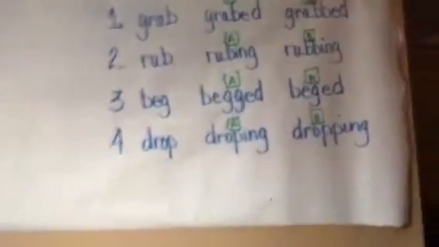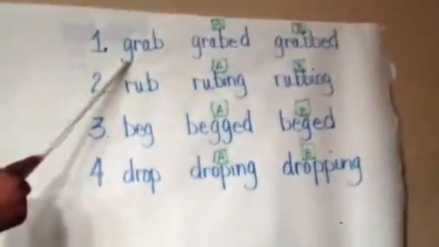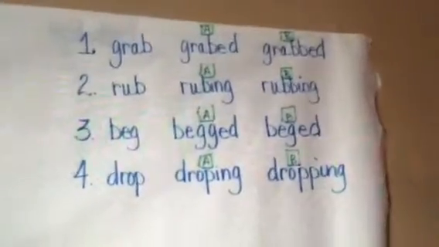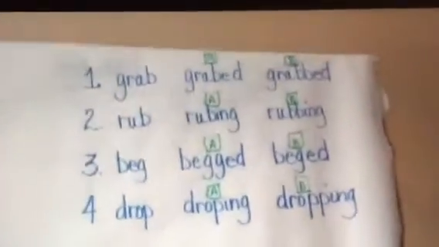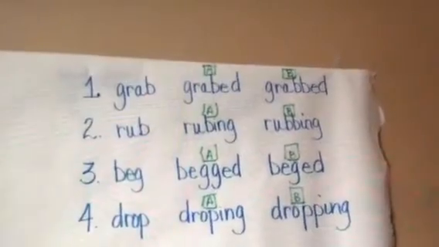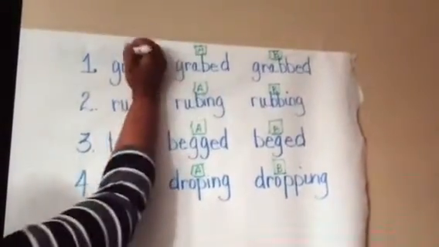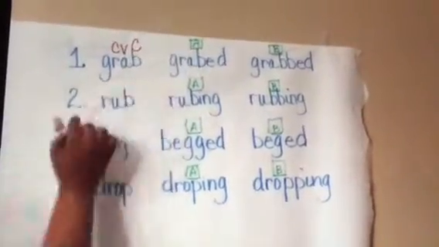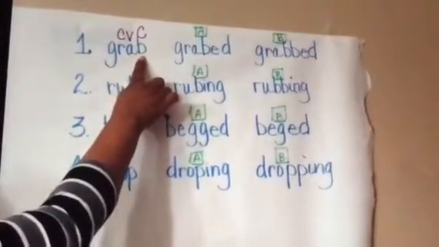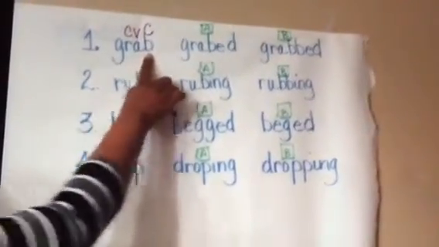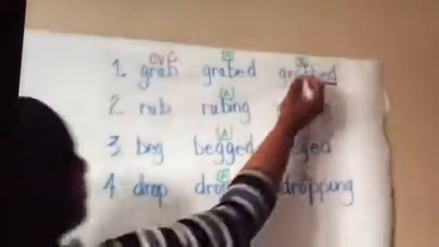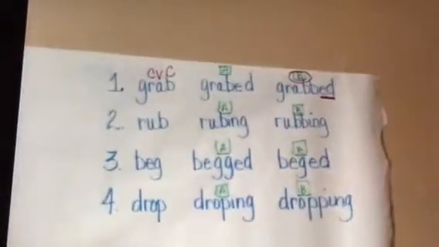Okay, let's take a look at number one. The base word is grab, and B was the correct one, because here is the consonant vowel consonant pattern. We need to double the consonant before we add the ed on the end. So this would be the correct answer. So it would be B for number 1.